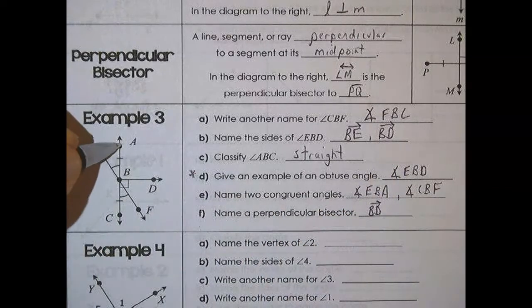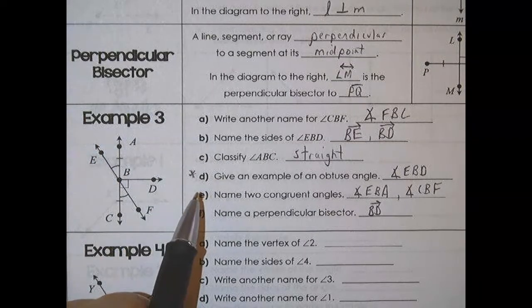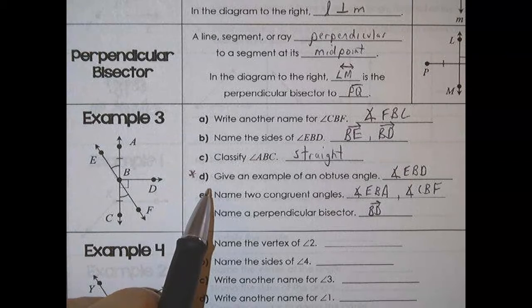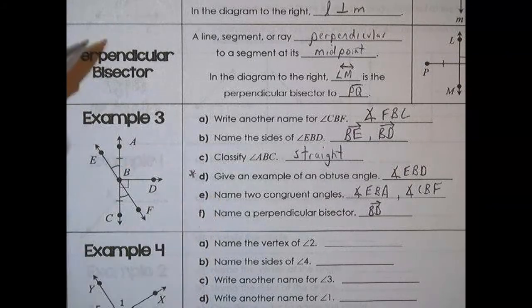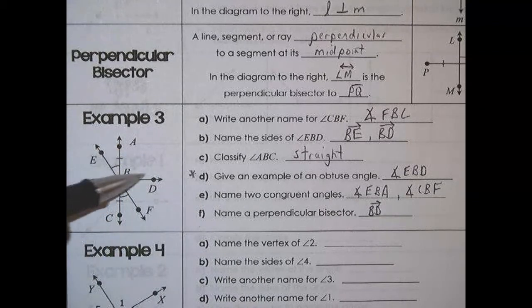Okay, angle ABC, this whole thing is 180 degrees. That's called a straight angle. Okay, D has more than one possible answer. Give an example of an obtuse angle. So I chose, because this is a right angle down here, I know that angle ABD is 90. So this is adding something to it. It's got to be obtuse. So I chose angle EBD.